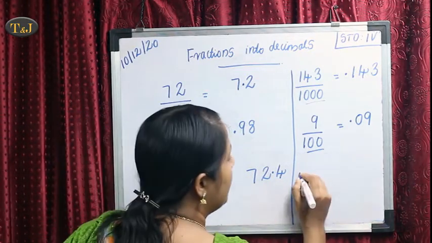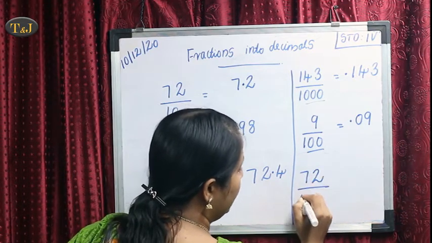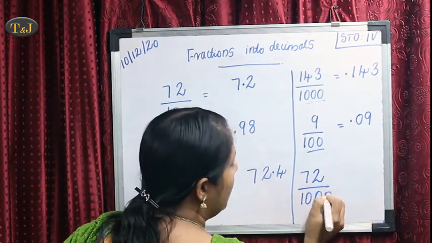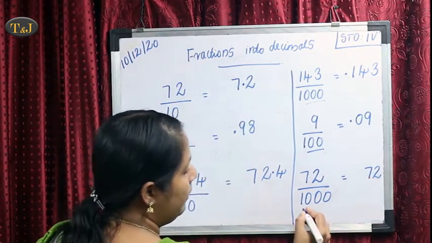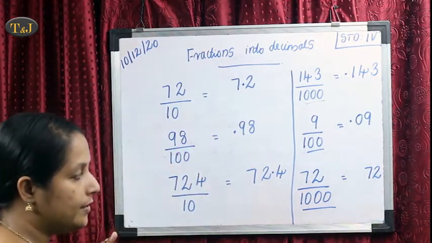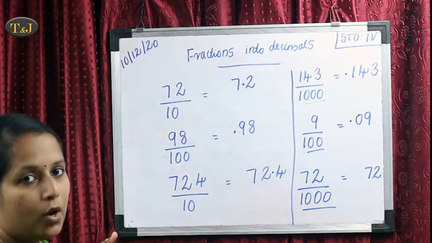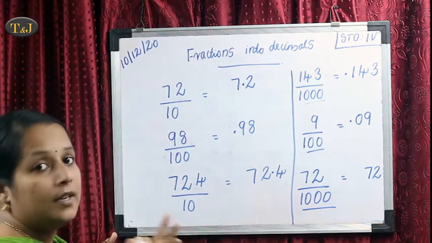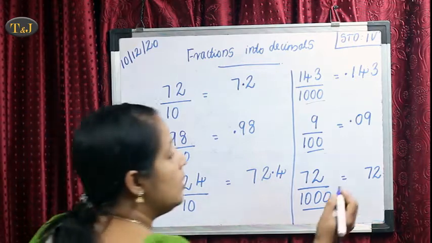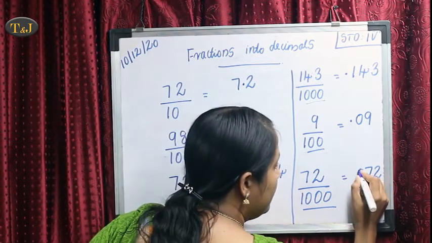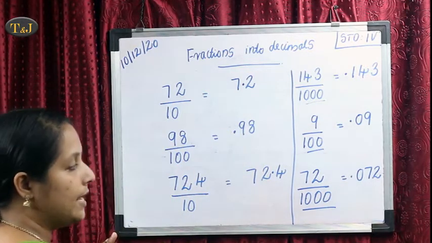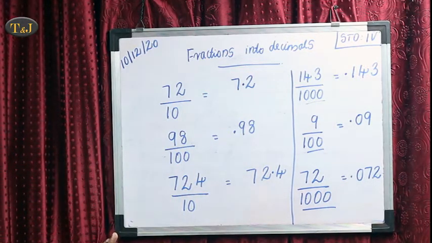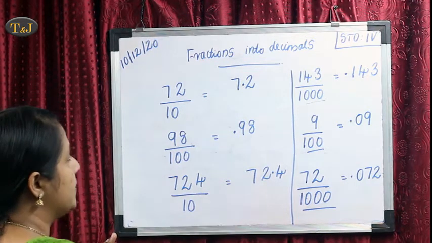Then one more example, 72 by 1000. First we write the numerator, 72. In our denominator, how many zeros? 3 zeros. So how many digits do we want in our answer? Yes, we want 3 digits. So before the number we write a 0 here, and before that we put the point. So 72 by 1000 equals 0.072.